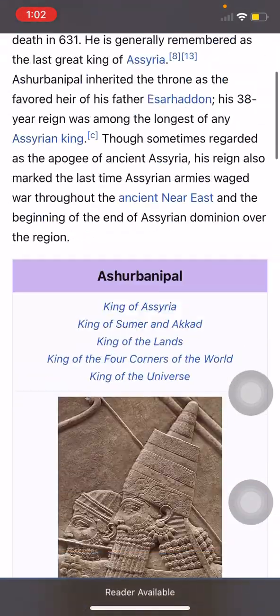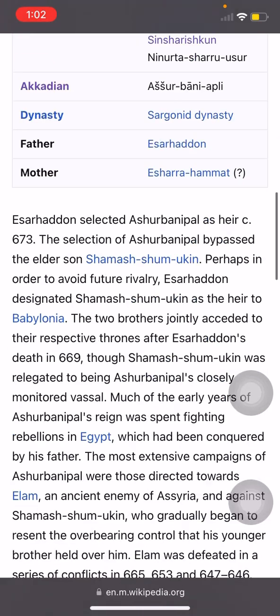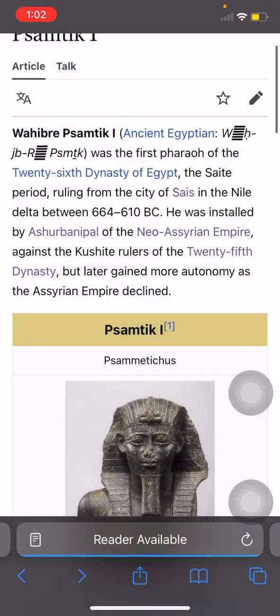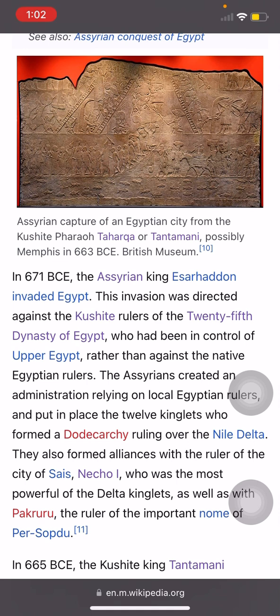So going back to Ashurbanipal, we just left from him. The house he's from is the Sargonid dynasty. Okay, so let's go back down and get a little bit of history. In 671 BCE, the Assyrian king Esarhaddon invaded Egypt. This invasion was directly against the Kushite rulers of the 25th dynasty of Egypt, who had been in control of Upper Egypt, rather than against the native Egyptian rulers. The Assyrians created an administration relying on local Egyptian rulers.